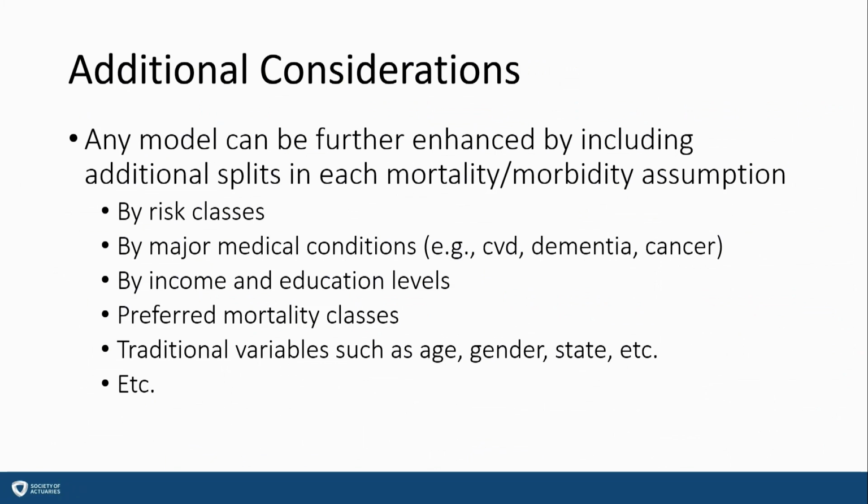Other consideration you may have as you try to evaluate this, you can push the limits. You can certainly split up all your groups by different risk class. You can look at medical conditions because, as we'll see in a minute, the mortality rate for people who are diagnosed with cancer versus dementia are vastly different. So you can certainly start to cater your pricing or valuation to different medical diagnoses. You can look at income and education level, preferred classes, and just the standard age, sex, etc.